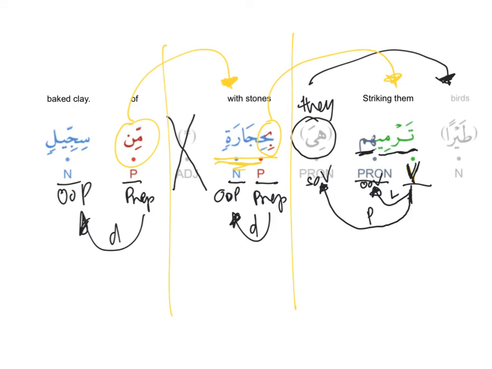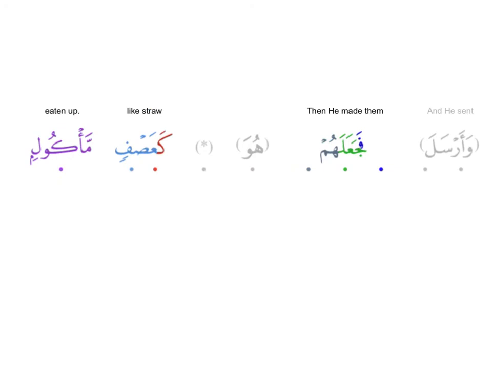So everything is linked. Okay, now tarmihim bihijaratin min sijil means they, the birds, strike ashab al-fil, them, with stones baked of clay. So that is verse number 4. Let's go to verse number 5.